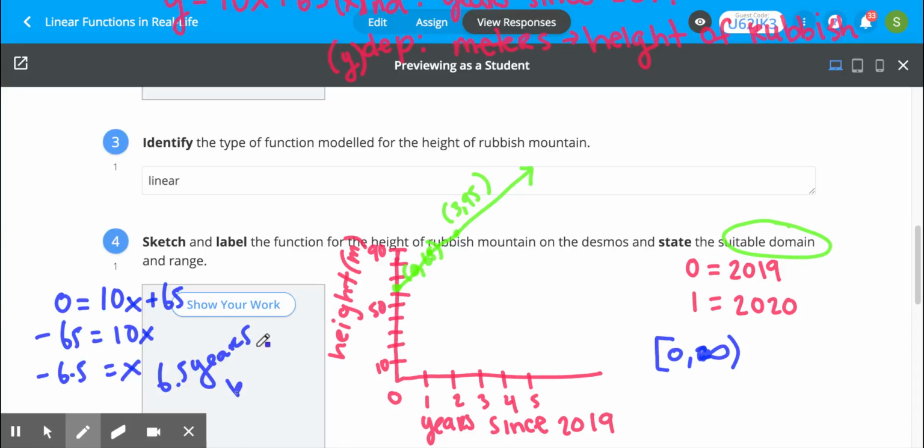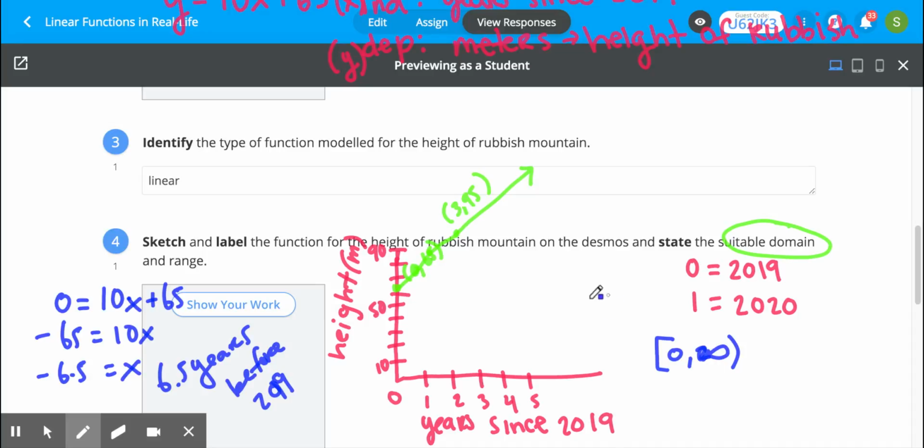6.5 years before 2019, that's really what that indicates. So that's not at 2019, that's 2019 minus 6.5. So maybe it was somewhere in the middle of 2012. So maybe I want this to go from 2012 to infinity, or negative 6.5 to infinity.